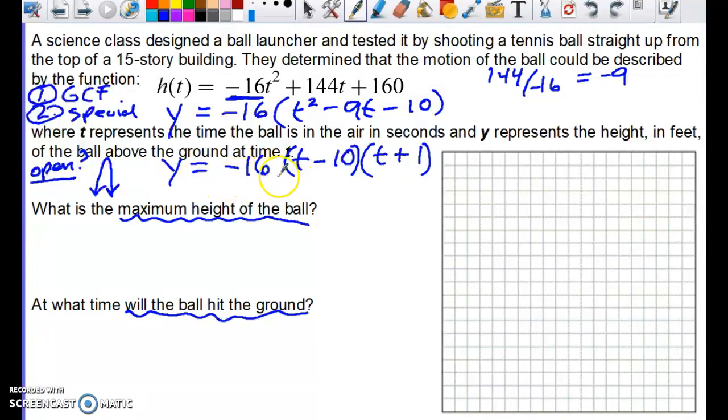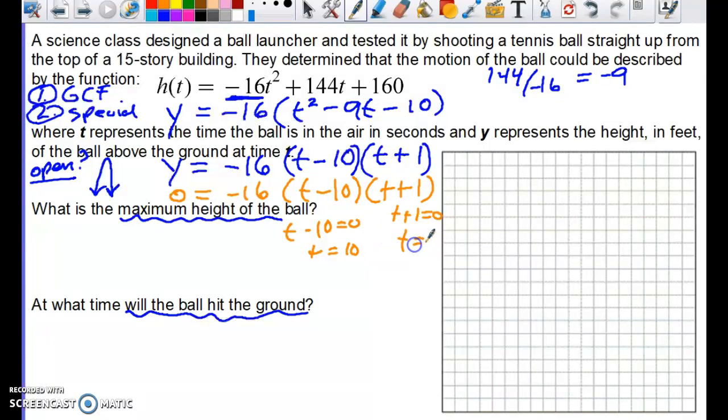Well, now that I have my equation in factored form, I can set these factors equal to 0 to find the x-intercept. Y would have to be 0. So I have negative 16, t minus 10, t plus 1. So then I set these factors equal to 0. I know that t has to be equal to 10 by adding 10 to both sides. I should just show you that work there because I'm not doing my own example. Don't just switch the sign. Make sure you actually set it equal to 0 and solve. T equals 10, and then this one, t plus 1 equals 0, so t equals negative 1.